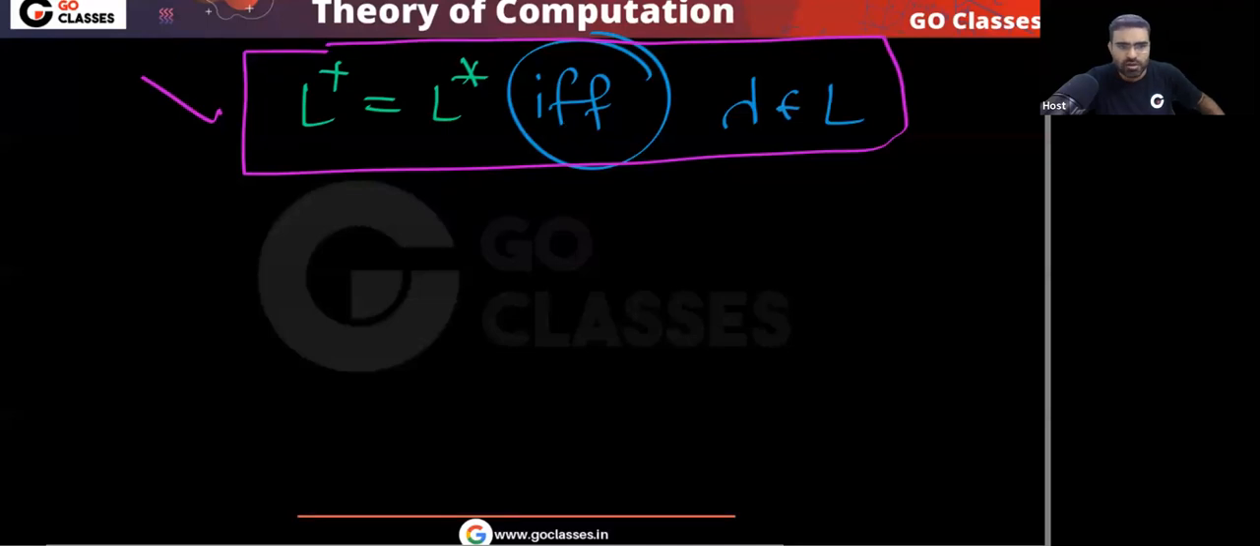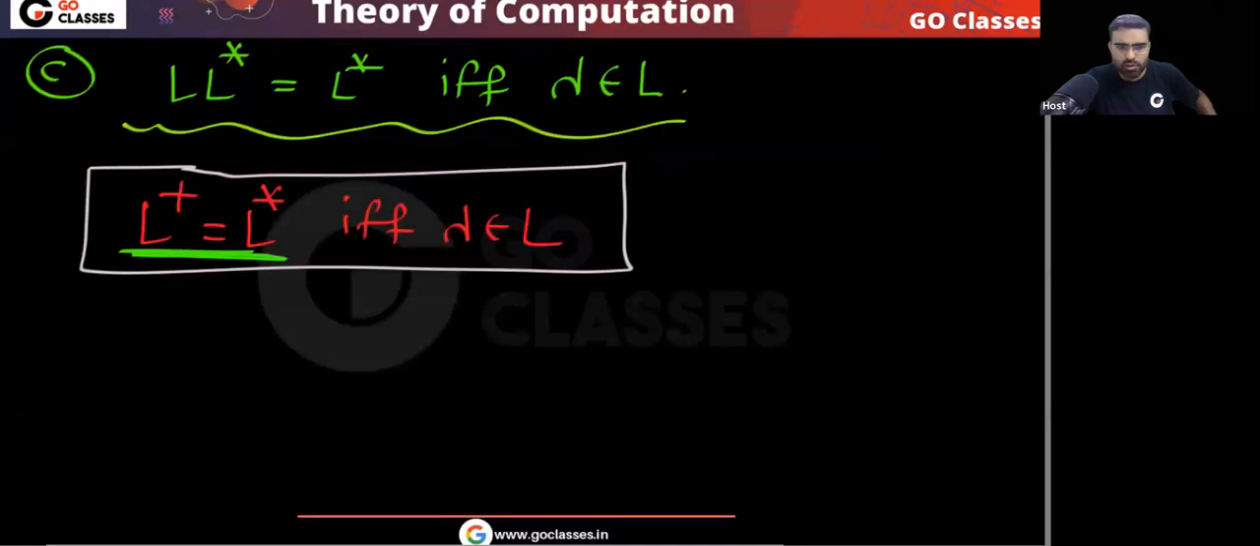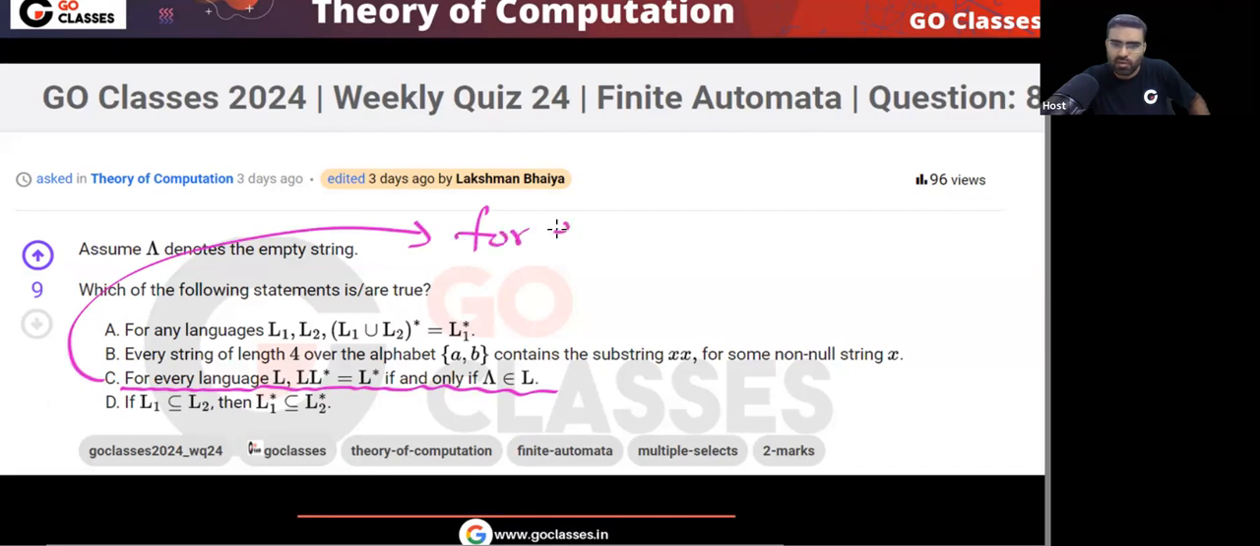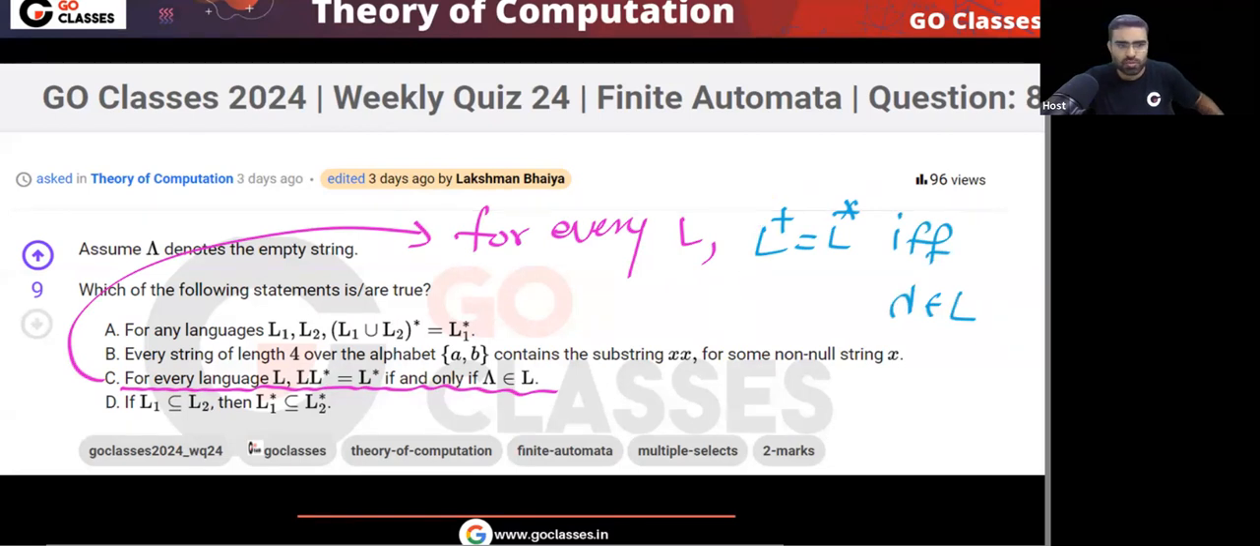So now let's come back to option C. For every language L, L L star is equal to L star if and only if the empty string belongs to L. This option is saying that for every L, L plus is the same as L star if and only if the empty string belongs to L. And this statement you already know is true. We have seen that this is true.